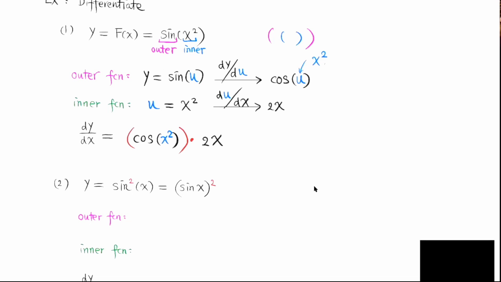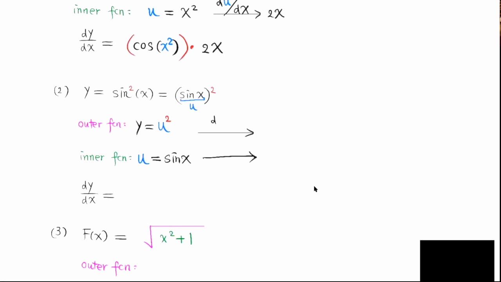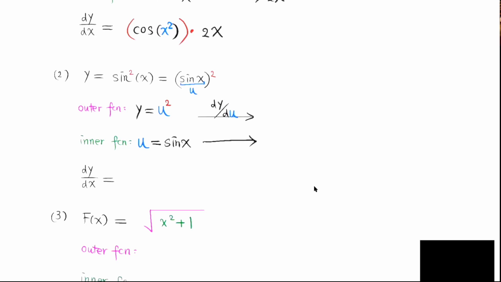Okay, the next one. For this one, the outer function over here is what? Well, the inner function is this sine of x. So the outer function here is u squared. Okay. The square function is the outer function. All right. Now we are going to differentiate the outer function with respect to u. So the derivative of u squared with respect to u is 2u.